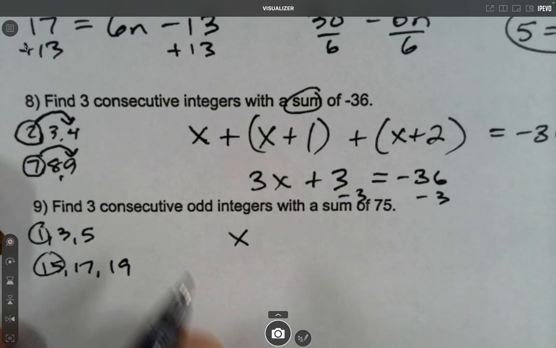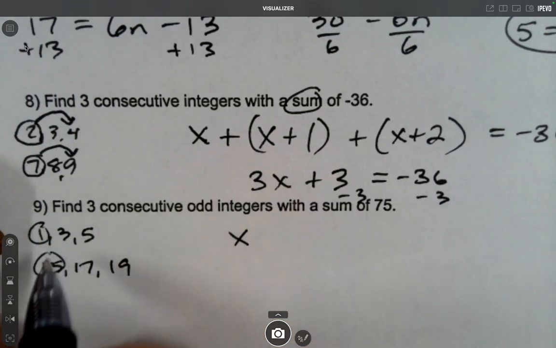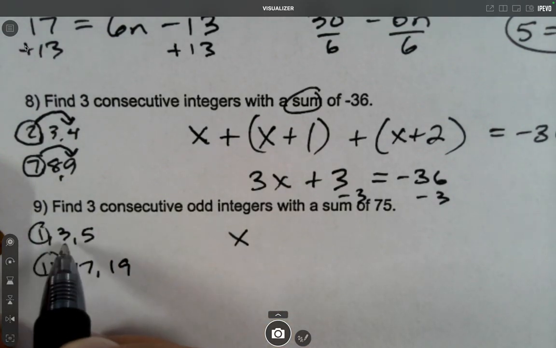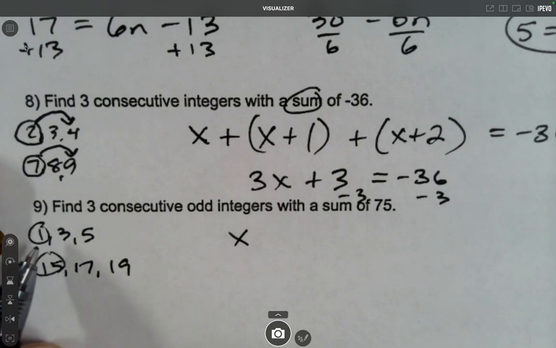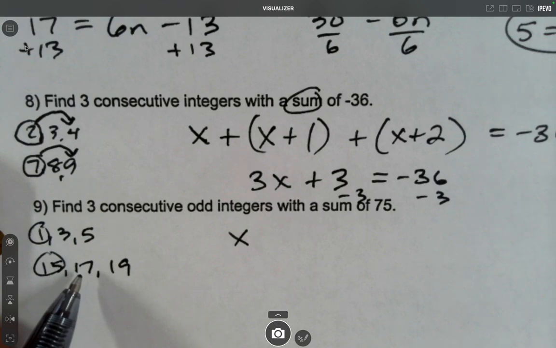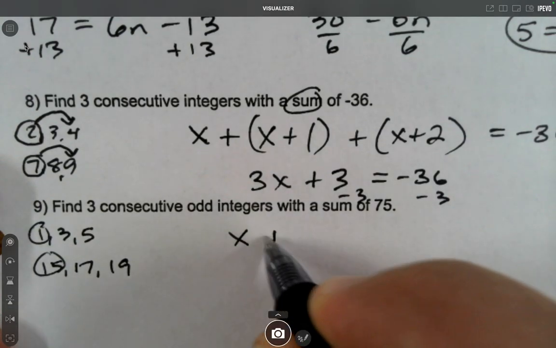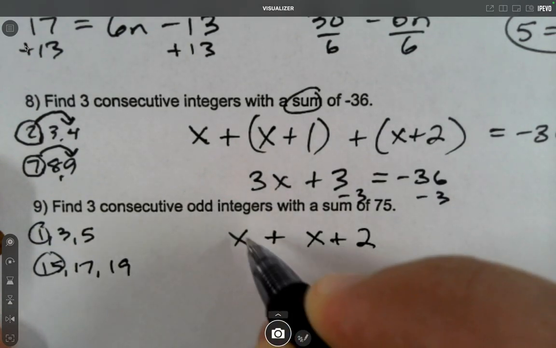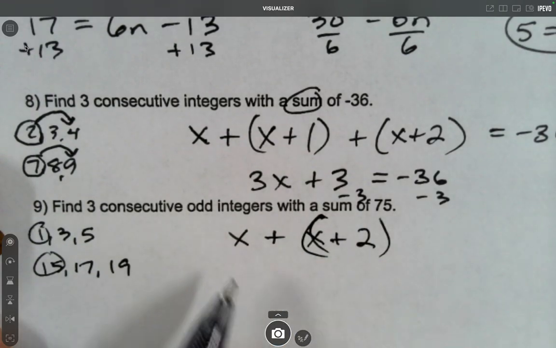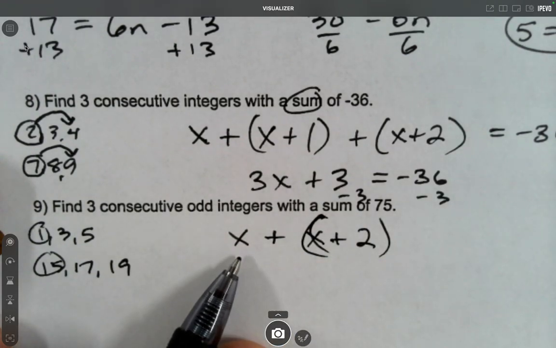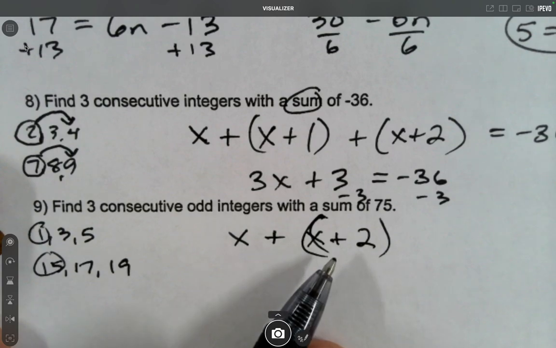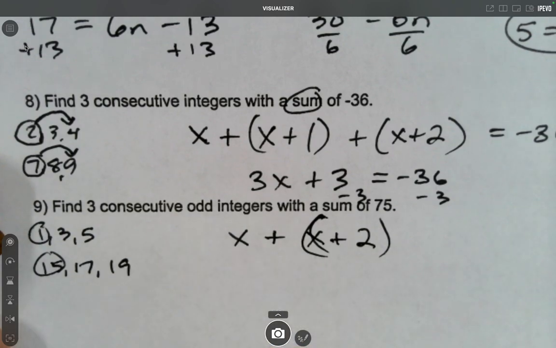But this time, because we're only using odd numbers, to get to the one that's bigger, the next one in the line, we have to add 2. 1 plus 2 is 3. 15 plus 2 is 17. So we have to add 2 to get our second number. So again, this represents our smallest number. This represents our middle number. It's going to be exactly 2 bigger than the one we started with.